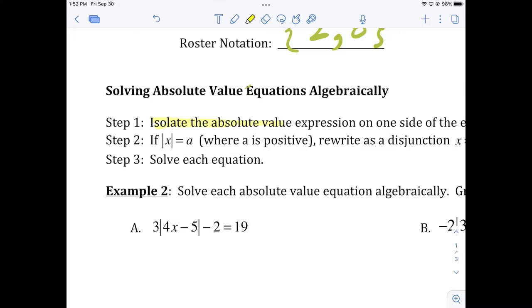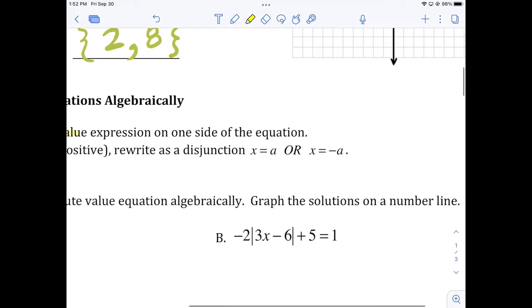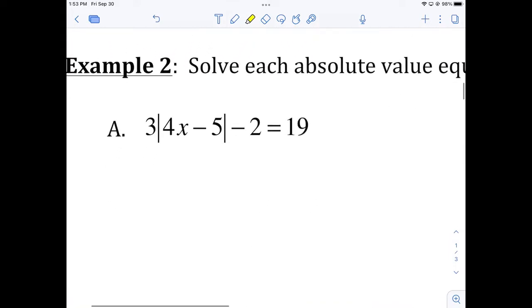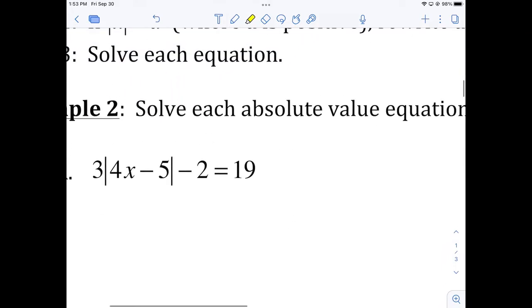Okay, once we do that, we're going to rewrite it as a disjunction. We're going to drop the absolute values, and we're going to set the contents of the absolute values equal to the right side, and then we're going to set it equal to the opposite of the right side. Okay, and the reason we can do that is because the absolute value of A is A, and the absolute value of negative A is also A. So we don't know what was in there originally if it were positive or negative. So that's why we have to create that disjunction. All right, disjunction, junction, what's your function?